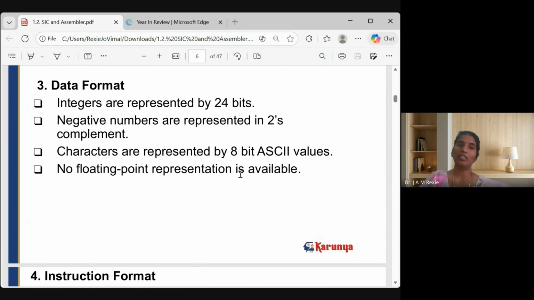And then the data formats: integers are represented by 24 bits. Make a note of this. Integers are represented by 24 bits. Then negative numbers are represented in 2's complement. And characters are represented by 8-bit ASCII values. So we consider character by character only. If it is a string, we consider it a sequence of characters, and they are represented by their 8-bit ASCII values. And there is no floating point representation in SIC.